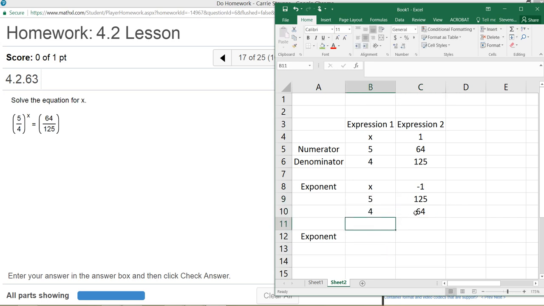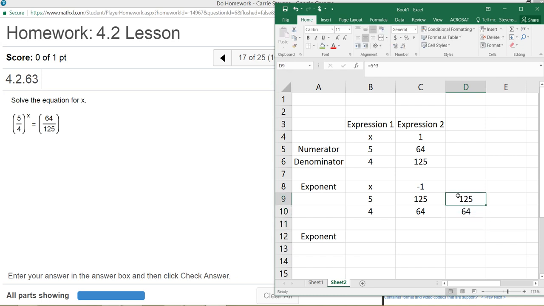Next I'm going to see what power I could raise 5 to in order to get 125. If I raise 5 to the power of 3, I'll get 125. Let's just check that. 5 to the power of 3 is 125. Does it work for 4 as well? 64 equals 4 to the power of 3.